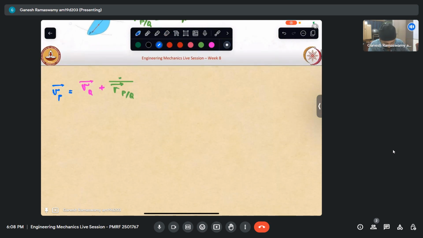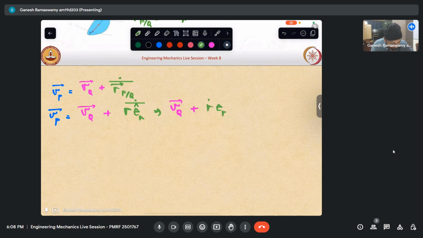So how can I write this? So velocity of P is nothing but velocity of Q plus r e_r cap, whole dot, the time derivative of the entire thing. So this will give me again velocity of Q plus, if I were to apply product rule, r dot e_r cap plus r e_r cap dot. So I've just split and applied the product rule.